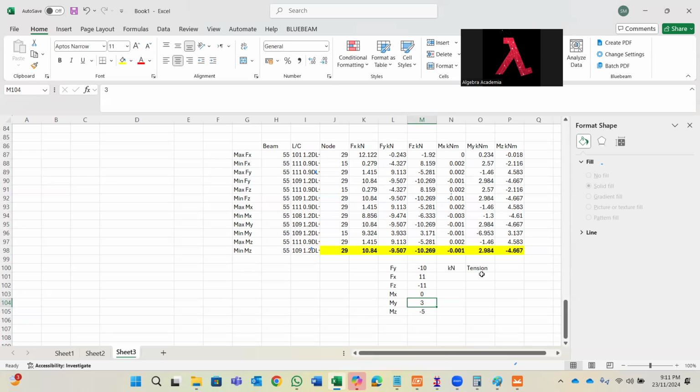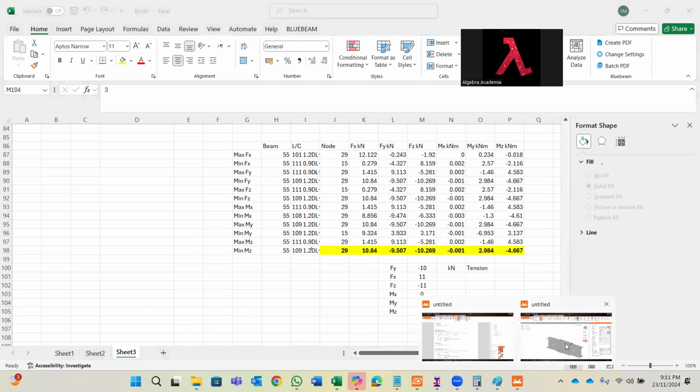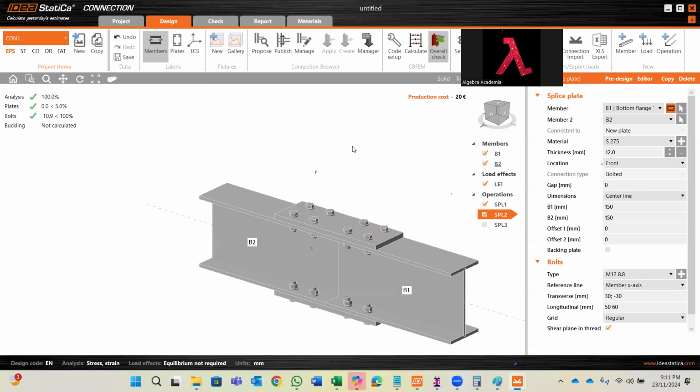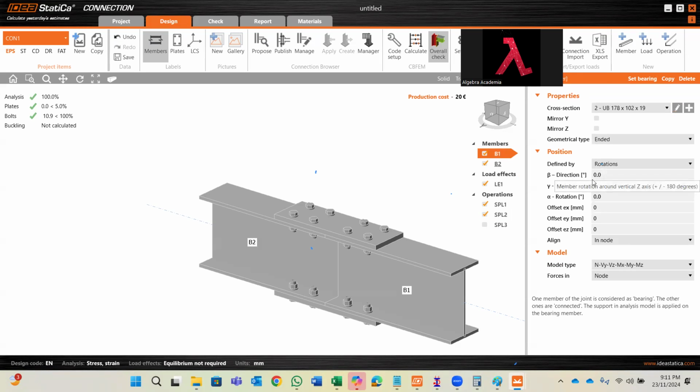Okay, minus 5. So I'll just open the connection design. Okay, same connections, same connections. So what I can do, I can just flip it by 90 degrees. Okay, I'm going to flip it by 90 degrees actually. So how can we flip it actually?